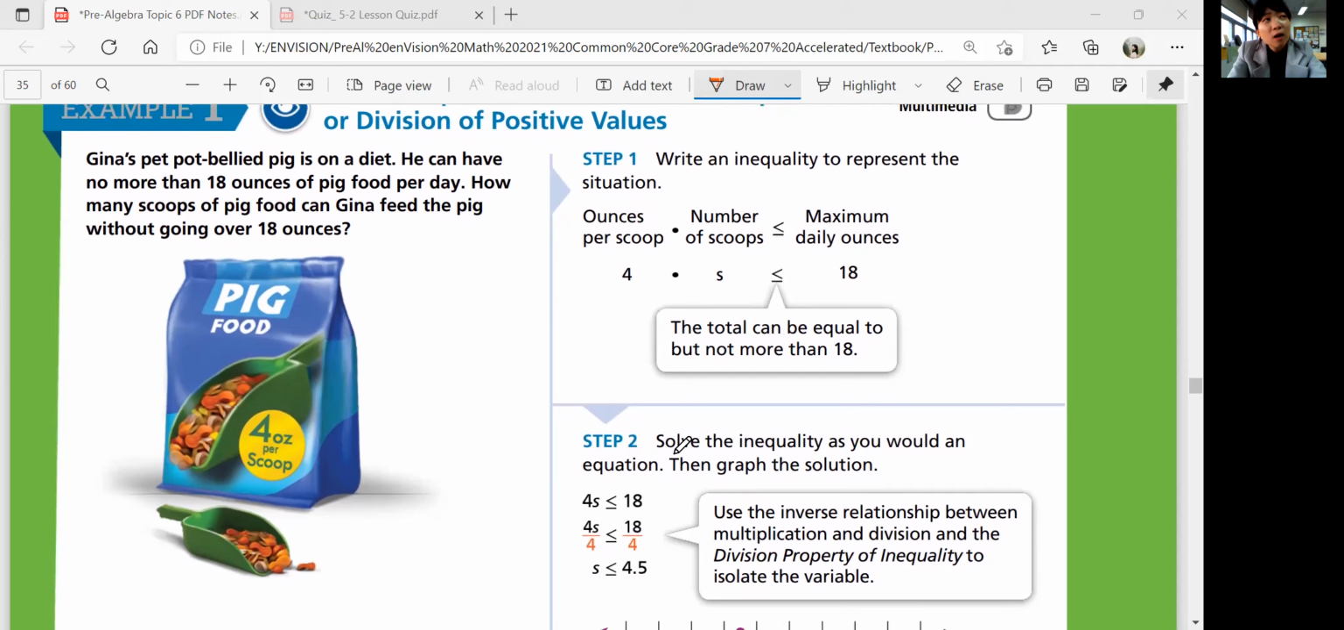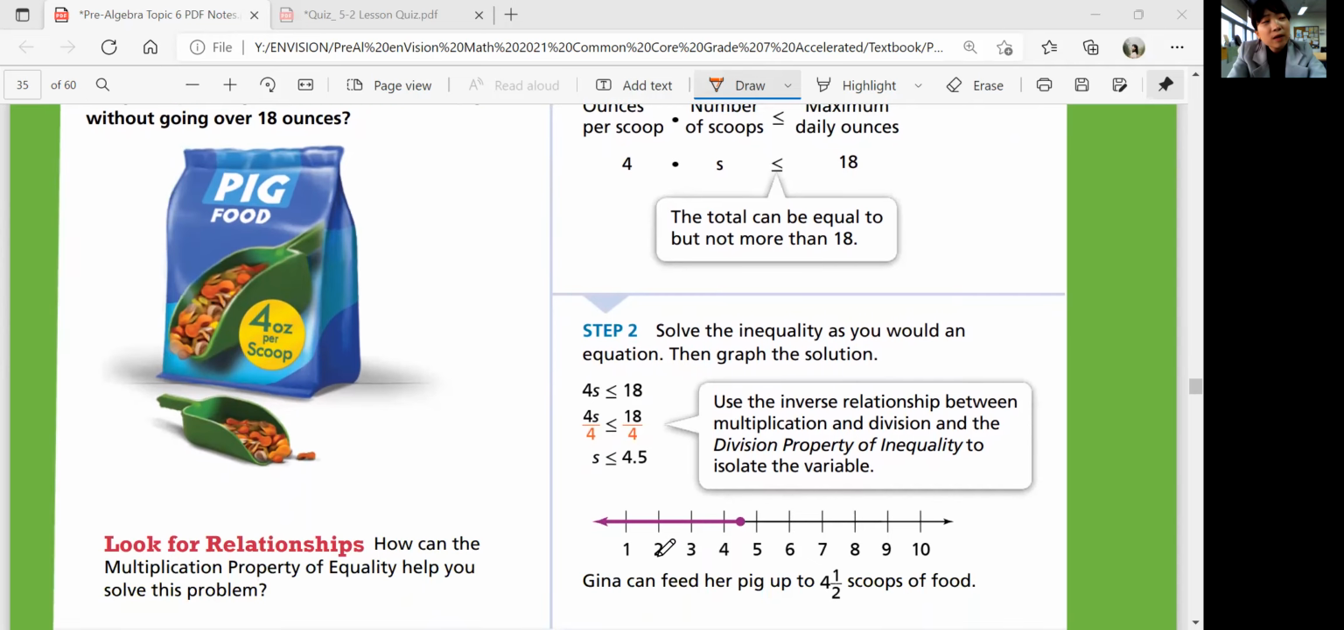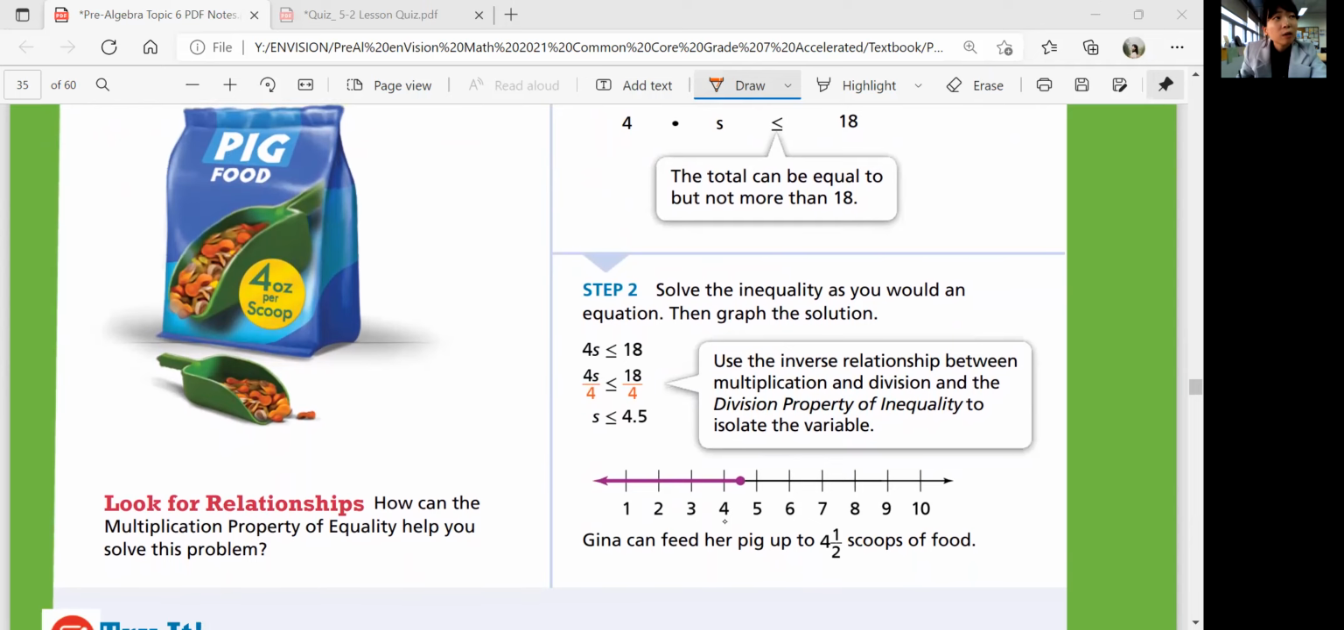And then if you solve it, you're going to divide by 4 on both sides. S is going to be less than or equal to 4.5. Okay, so here it seems like we just keep the inequality sign as it is. And graph that solution. 4.5, closed circle, and then shade on the left. Arrow goes to the left. So Gina can feed her pig up to 4.5 scoops of food.